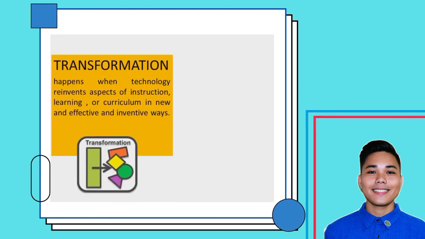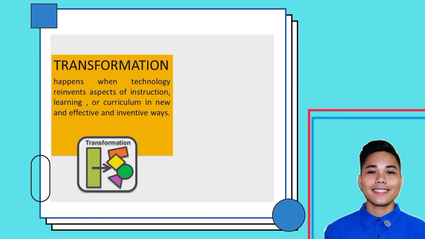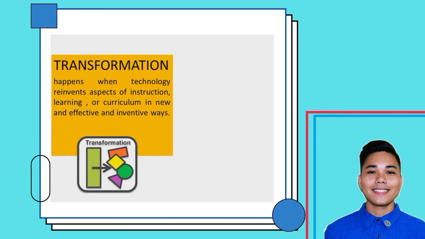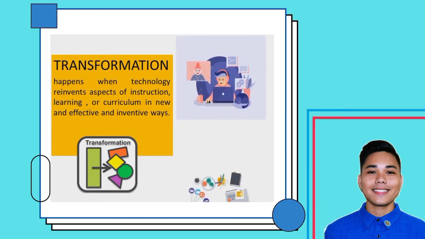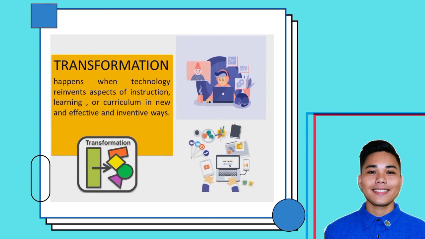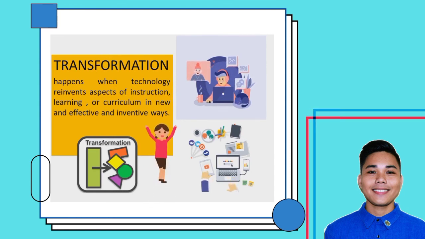Transformation. Transformation happens when technology reinvents aspects of instruction, learning, or curriculum in new, effective, and inventive ways. Take a look at the example. It has already transformed everything into digital. In this case, teaching and learning can only be possible through online resources. Everything in this phase is technology-driven. If teachers transform students' interest into technology, they will be more engaged and love learning. In this way, it would promote student-centered teaching.